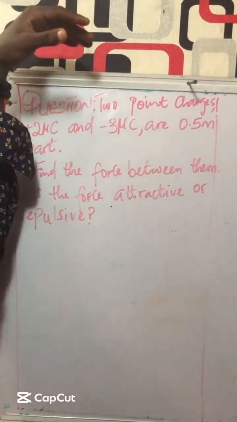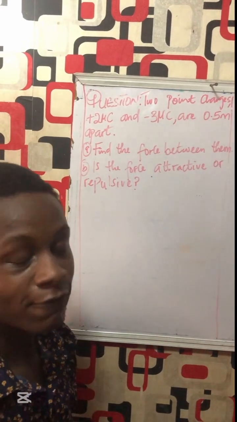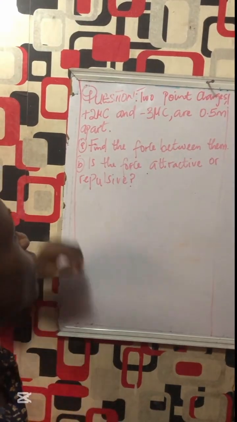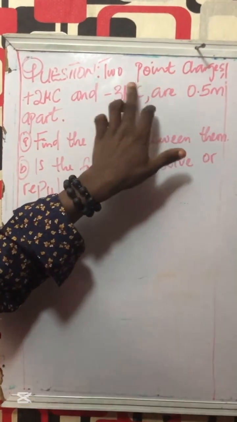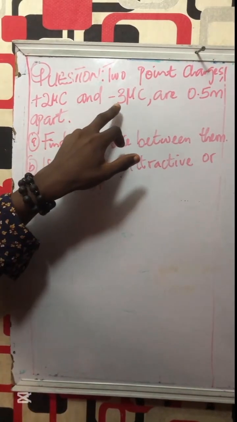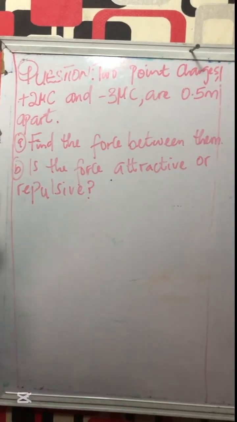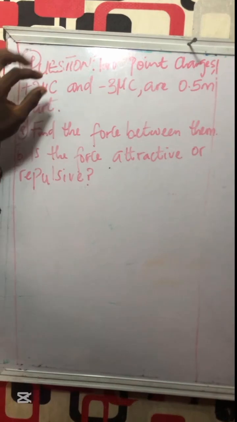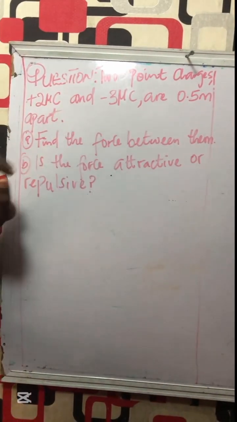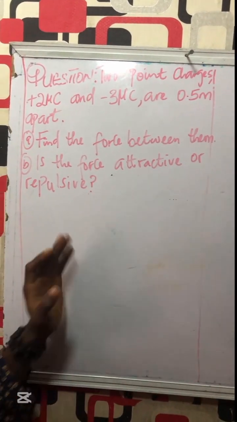This is a question in physics from the topic electrostatic force. So here the question says the two point charges, plus 2 microcoulomb and minus 3 microcoulomb, are 0.5 meter apart. Now the question says find the force between these two charges, and the second question says, is the force attractive or repulsive?